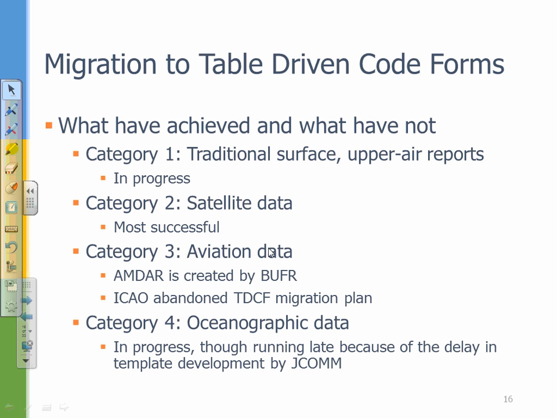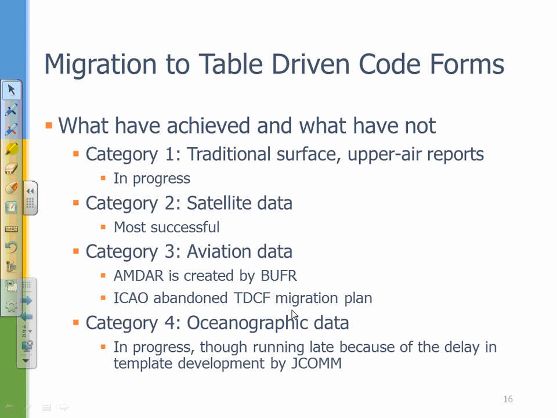So this is the status, what have been achieved and what have not. In category one, traditional surface and upper reports and climate, this is just in progress. Some of them have migrated, some of them not. The satellite data category two is the most successful, so probably most of the data are now disseminated in BUFR. Aviation data, as I said before, AMDAR is created in BUFR by almost all the centers. And also ICAO abandoned TDCF migration plan.